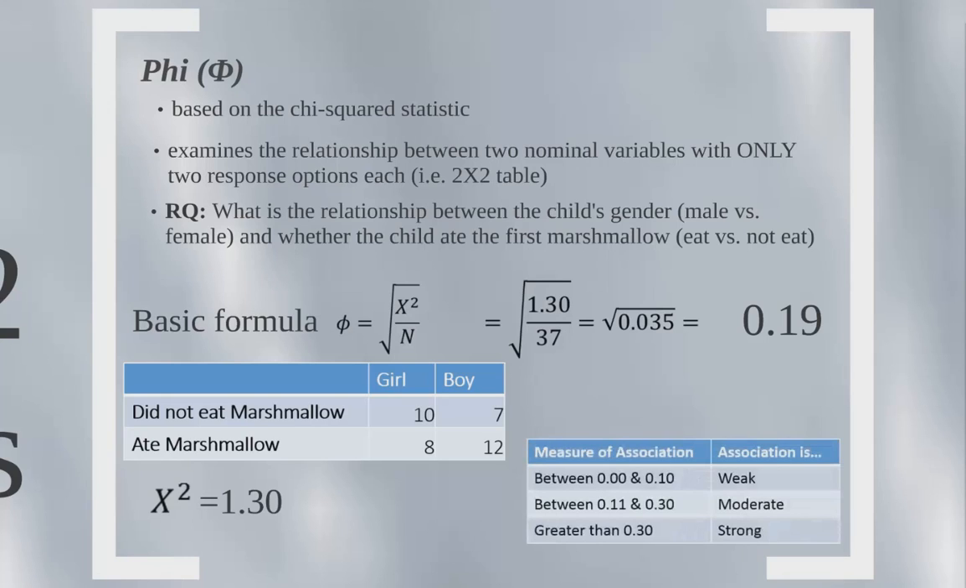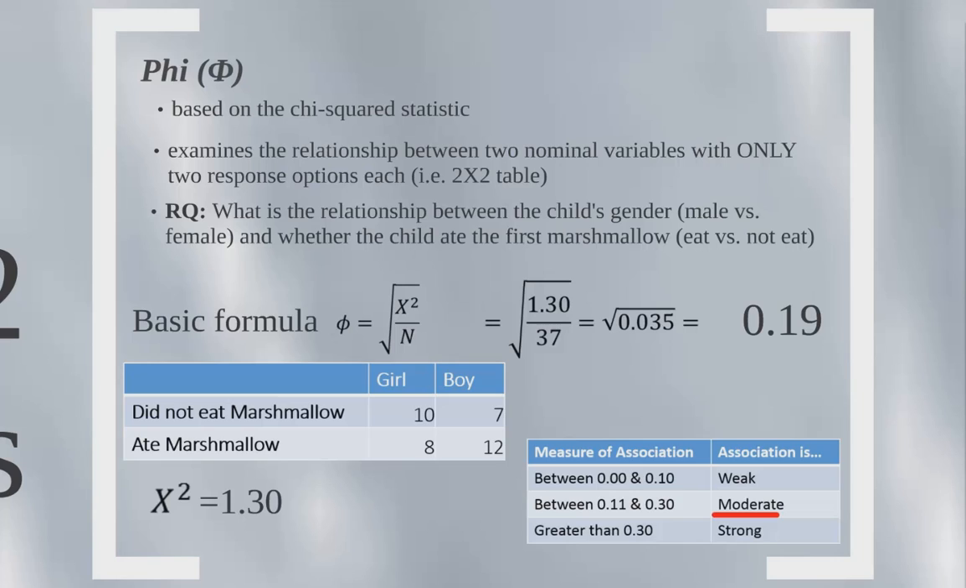What that's telling us is we can use this statistic to compare to our measures of association. This measure of association for phi doesn't tell us whether or not this distribution is significantly different from the population distribution. What this is looking at is the strength of the association. And what we can see here is that a phi of 0.19 falls in the range of moderate. So what we can say is we have a moderate association between the child's gender and whether or not the child ate the first marshmallow.